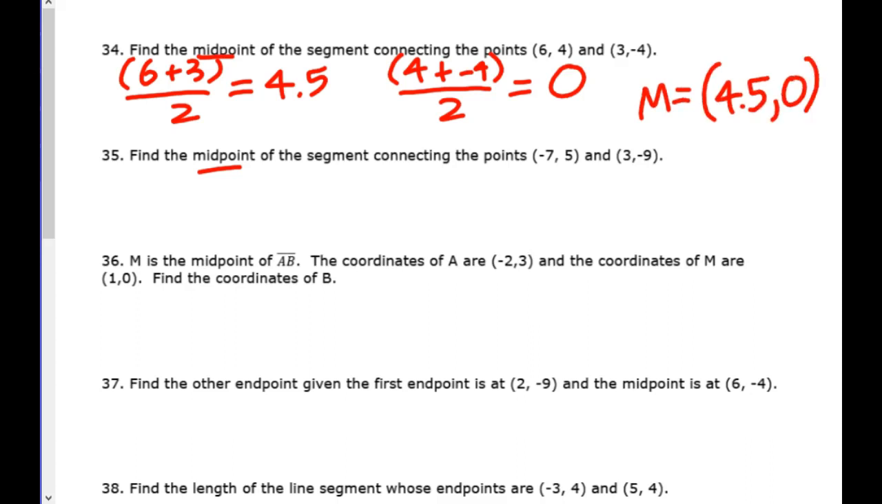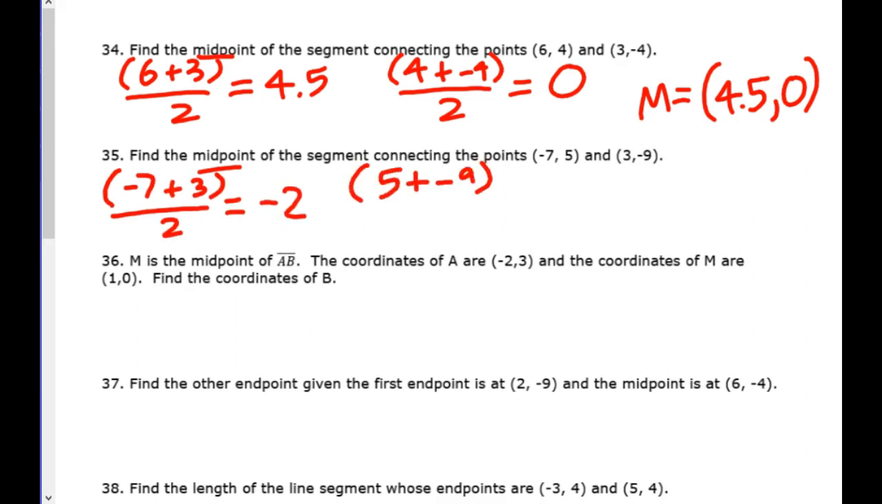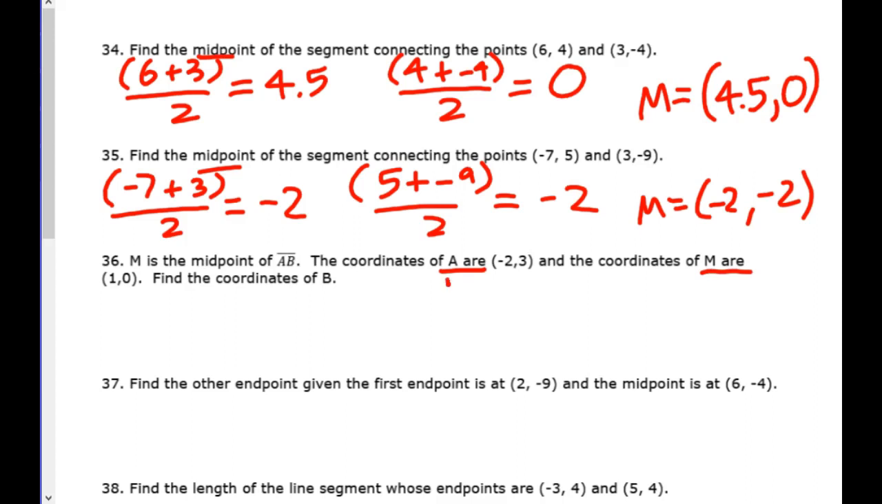All right, let's do it again. Add our x's, divide by 2, add our y's, divide by 2, and then we get our midpoint, -2, -2. 36. Now, m is the midpoint. We're given a coordinate of a, which is an endpoint, and we're given m, the midpoint. So we have an end, we have a mid.